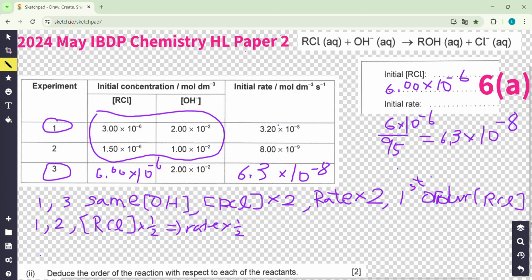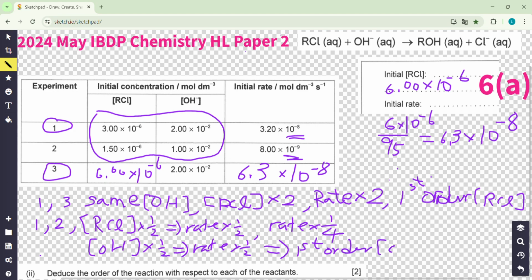But look at what actually happened. 3.2 becomes 0.8. Be careful here: the actual rate is a quarter. So what is the contribution of the OH change? Also 1/2. You look here, OH is also half, so when it is half, it changes the rate by half too. So they add together to make 1/4. So it's also first order for OH. Be careful.